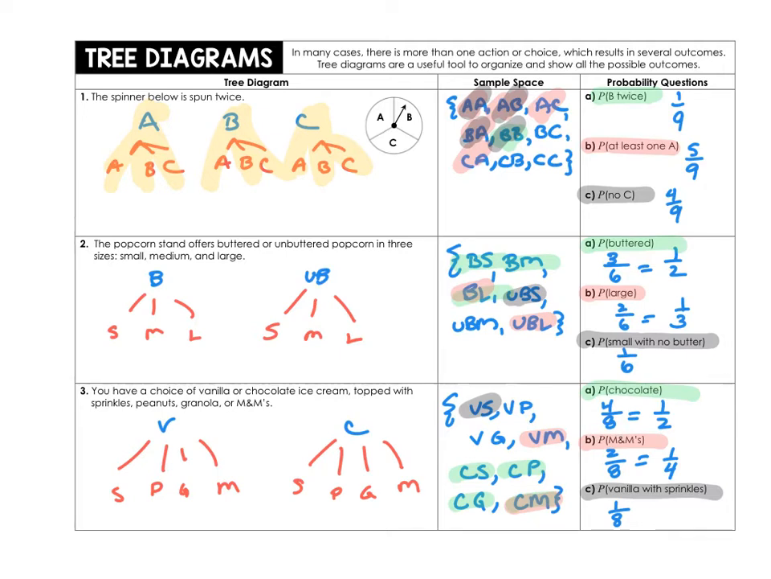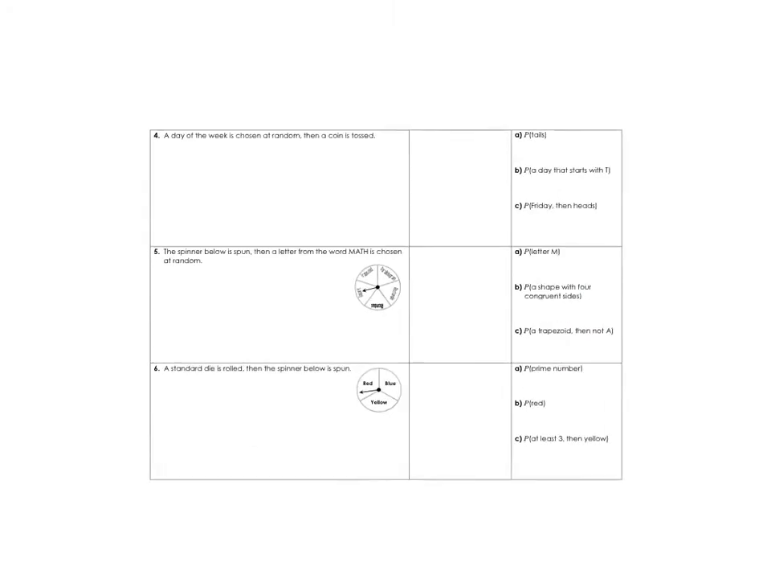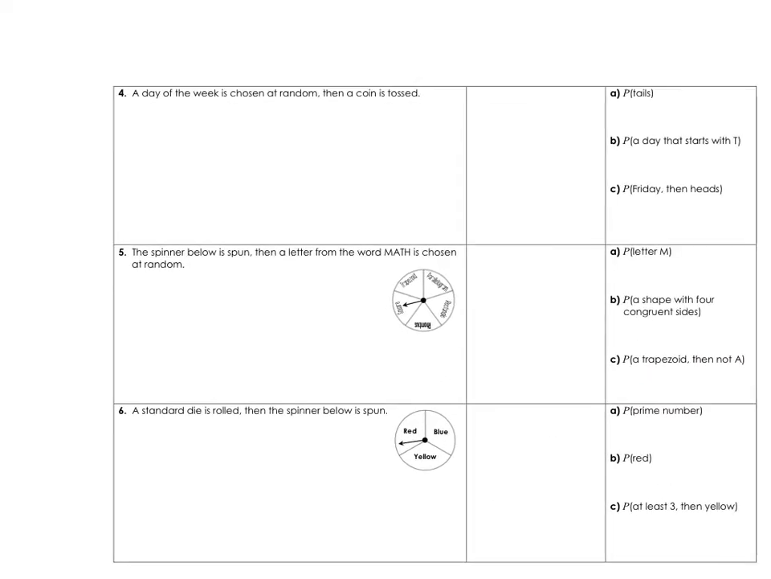So on page 2, we have just a couple more examples of tree diagrams. A day of the week is chosen at random, then a coin is tossed. Cool, cool. All right, so we've got our days of the week. So we've got Monday, Tuesday, Wednesday, Thursday, Friday, Saturday, Sunday. And then we're going to flip a coin. And we know that when you flip a coin, you either get heads or tails. Gets a little cluttered here.